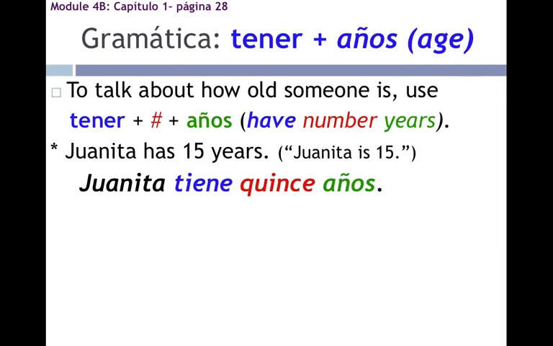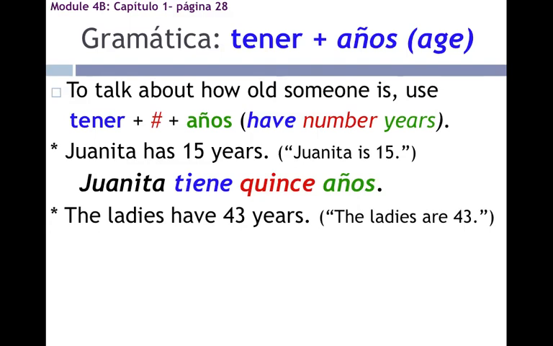Now notice in English we can just say Juanita is 15. If you said in Spanish, Juanita tiene 15, she has 15 what? Cats, dogs, books. You need to put años at the end. She has 15 years. So let's do another ejemplo. ¿Cómo se dice the ladies have 43 years? The ladies are 43.